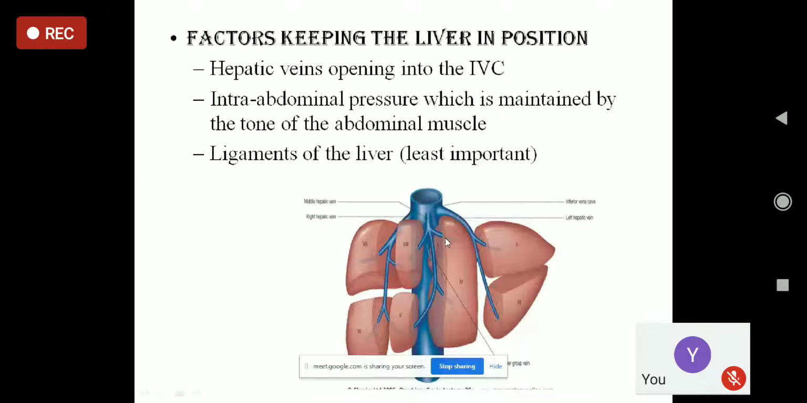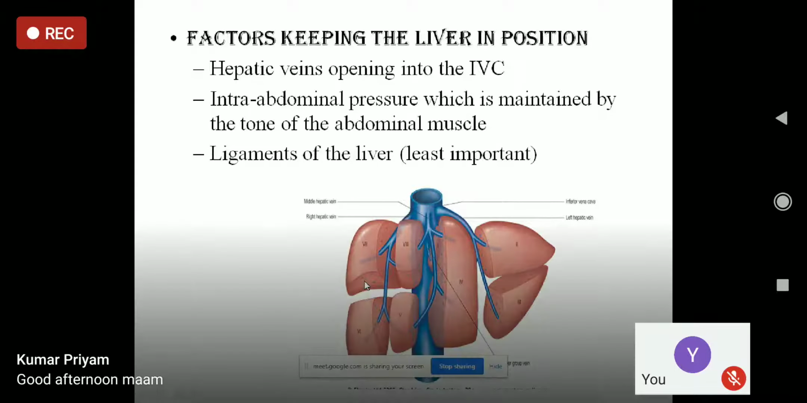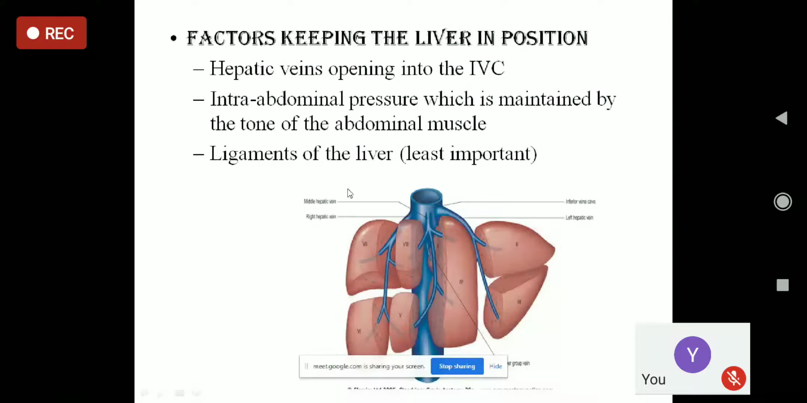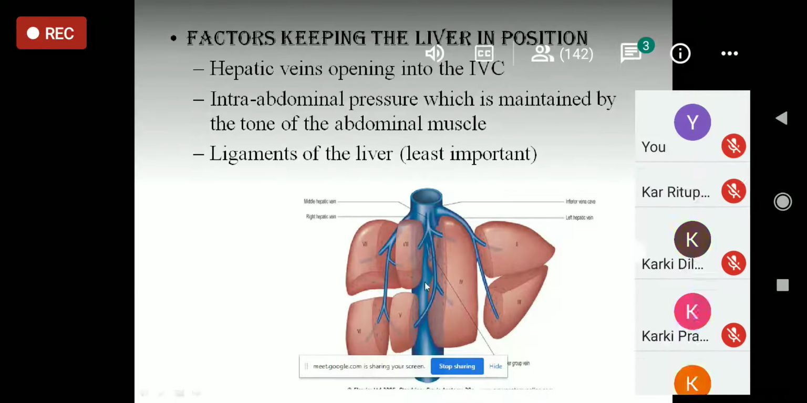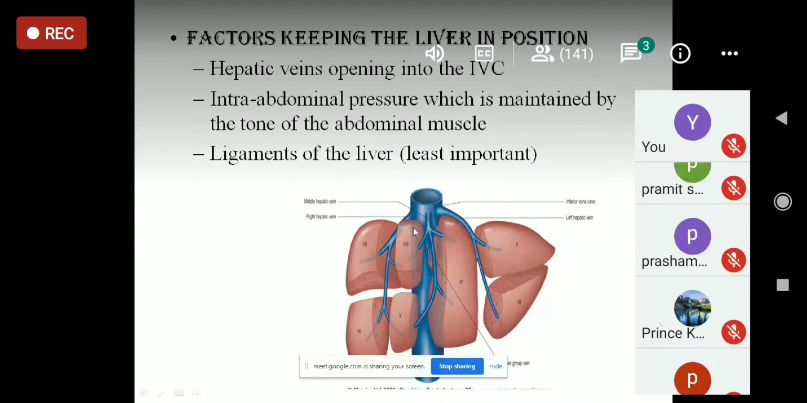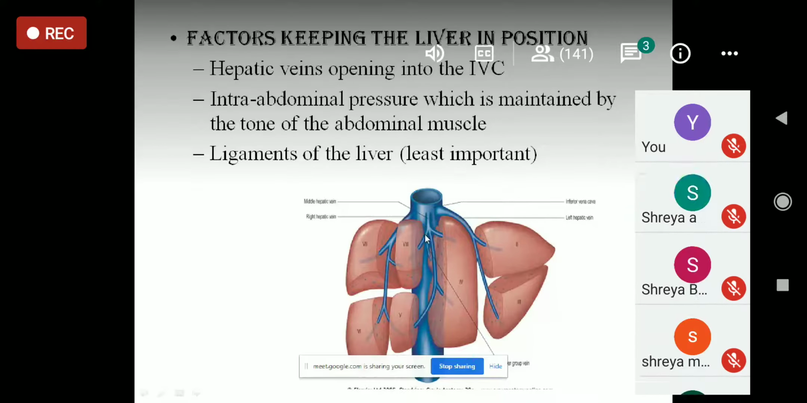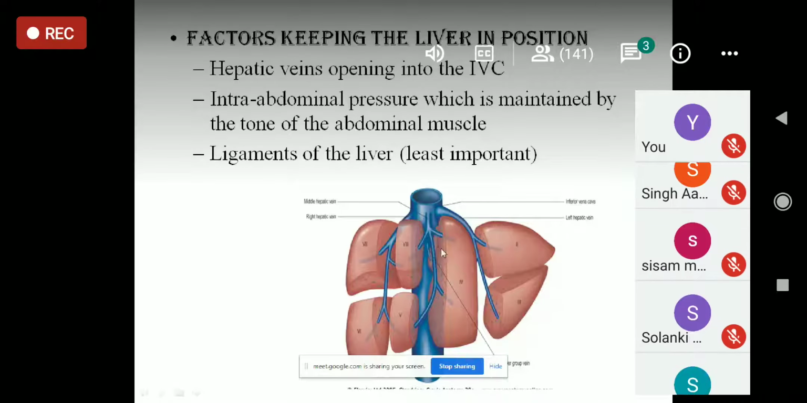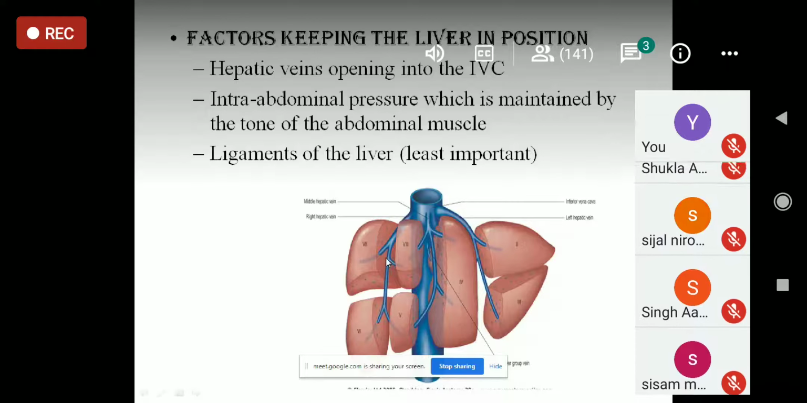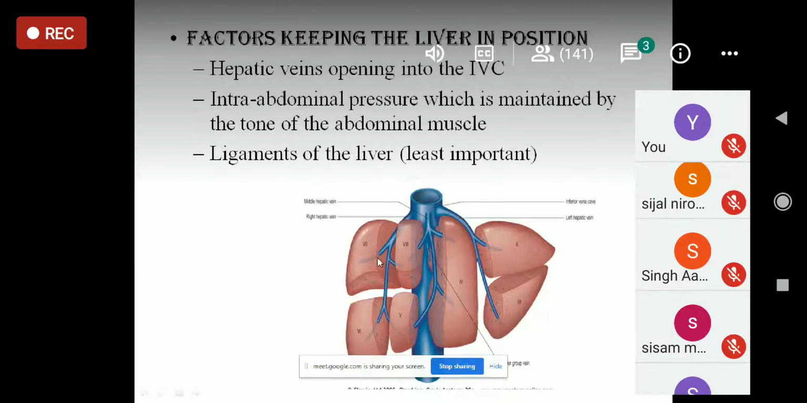First, we'll talk about the factors which keep the liver in position. This is the most commonly asked viva question. Even though the liver is the largest gland, how is it held in position? Look, the veins are coming out of the liver. These small hepatic veins open into the inferior vena cava. This is the main factor which keeps the liver in position.